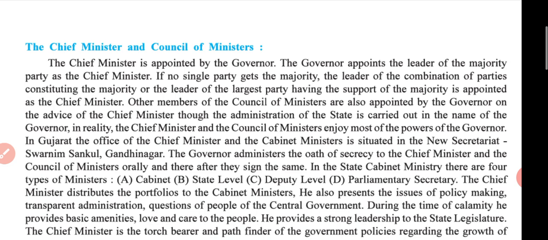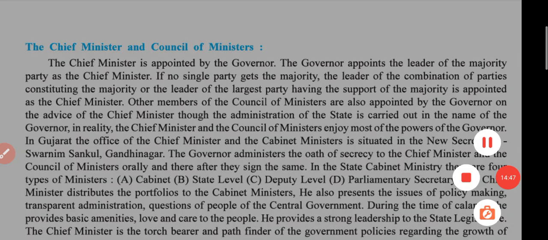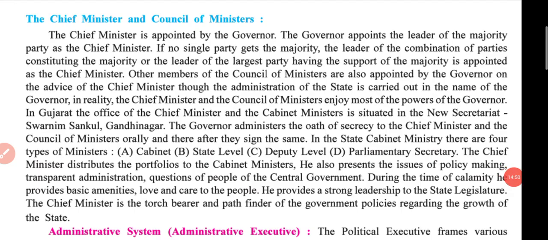Other members of the council of ministers are also appointed by the governor on the advice of the CM. And administration of the state is carried out in the name of the governor. In reality, the CM and council of ministers enjoy most of the power of the governor. In Gujarat, the office of the CM and cabinet ministers is situated in the new Secretariat, Swarnim Sankul at Gandhinagar, because our capital is Gandhinagar.